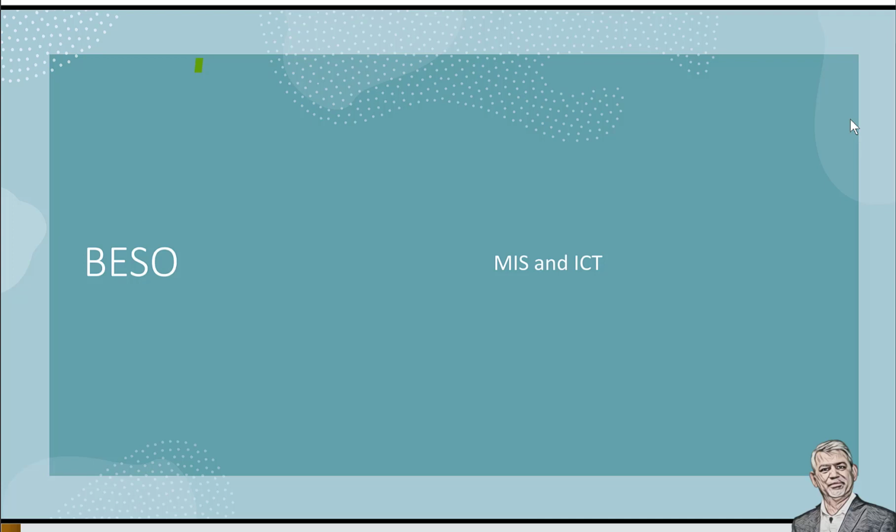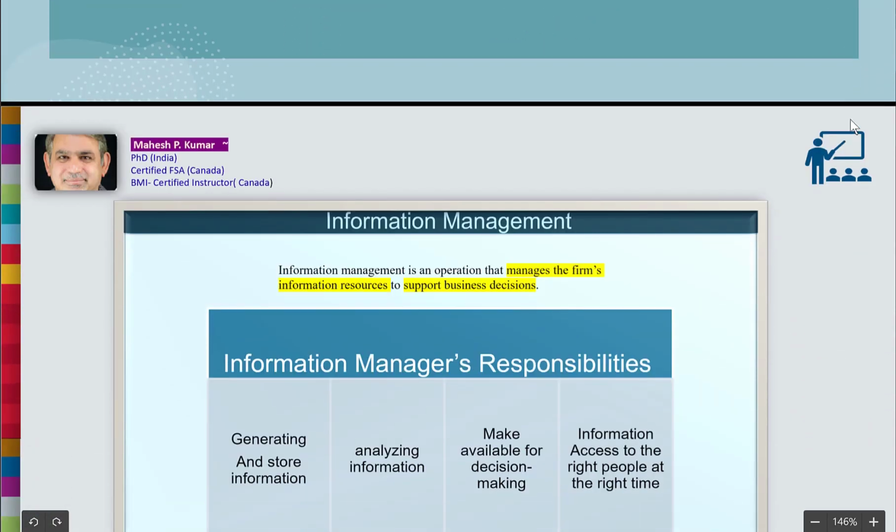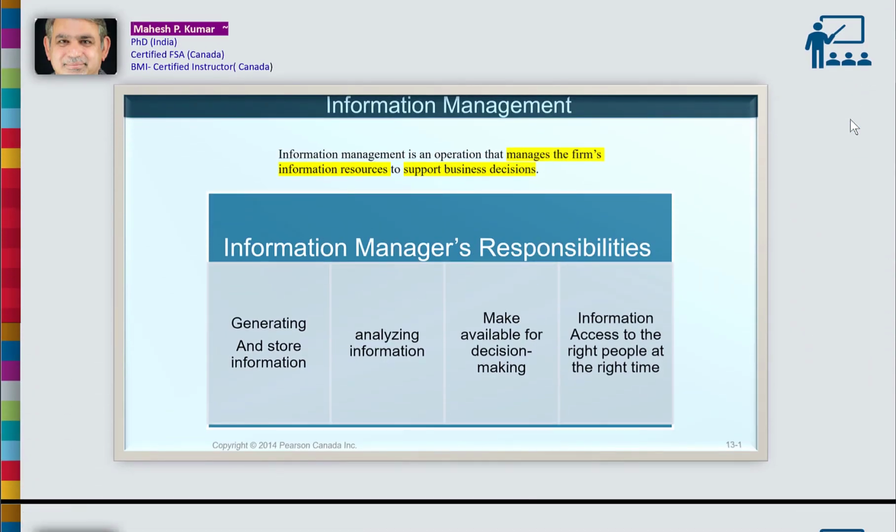So here we are going through an overview of management information systems and information and communication technologies for BESO Business Essentials. So the first thing that we must know is that information is important for business.